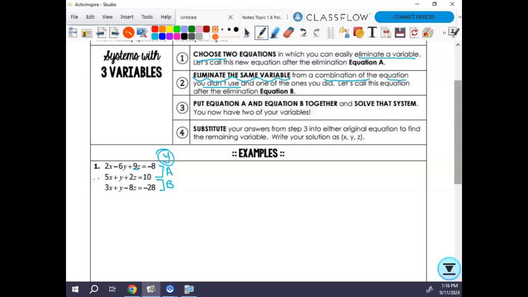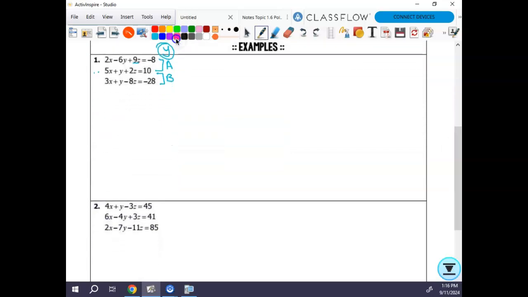So we're going to come over here, and we're going to say this is set A. And we're going to take these 2 equations. So I've got 2x minus 6y plus 9z equals negative 8, and 5x plus y plus 2z equals 10. And then we want to multiply which equation? The second one by what? 6. Okay, so I'm going to multiply this one by 6.